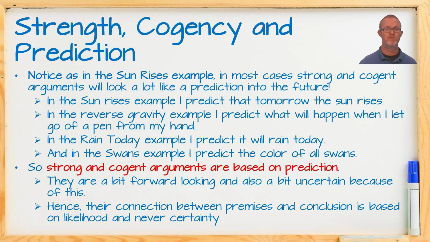And so, of course, because there is this predictive, forward-looking element with strong and cogent arguments, we see that because we can't always get it right, the predictions being predictions about the future, for example, strong and cogent arguments always have the possibility that the conclusion will turn out false, because it's always possible that our prediction turns out wrong.